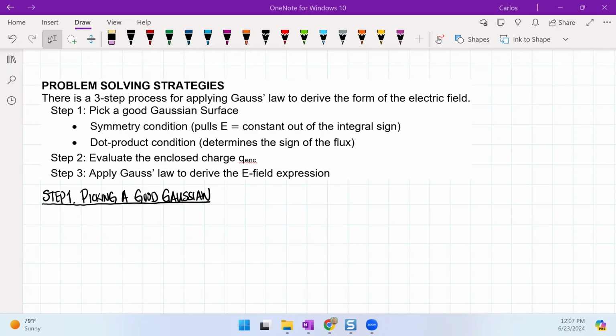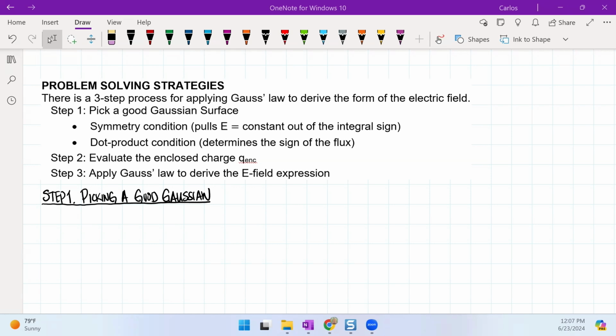Now we want to start solving problems using Gauss's law. So these are the problem-solving strategies for Gauss's law, and it's a three-step process. Do you have to follow exactly what I'm doing? Of course not, but you have to hit all of these points.